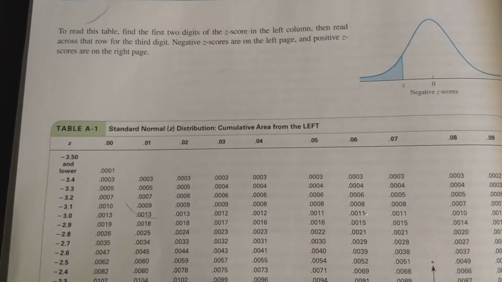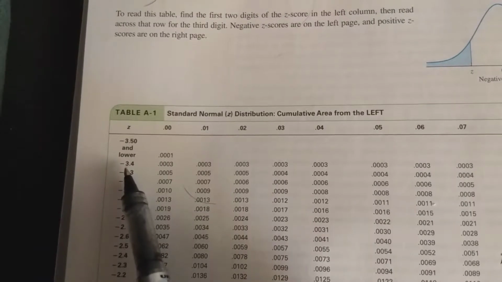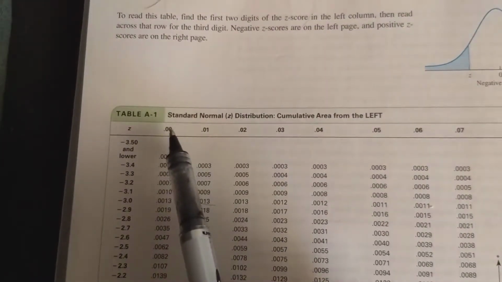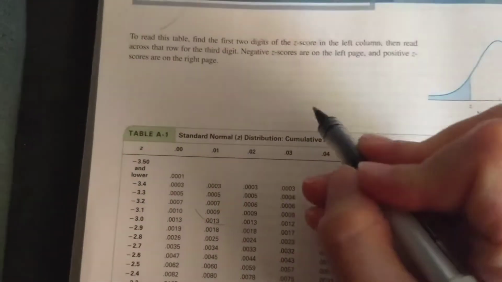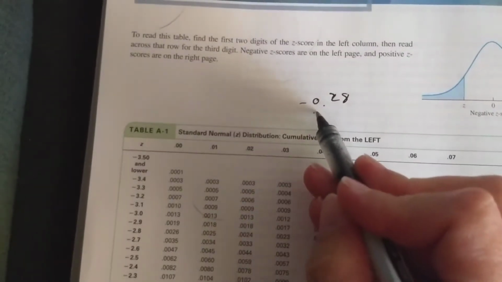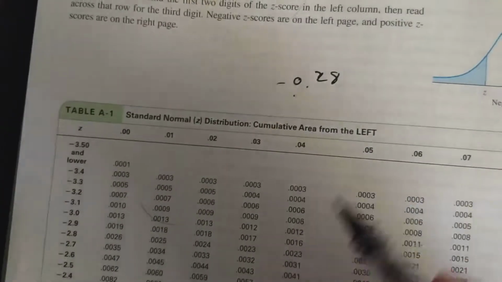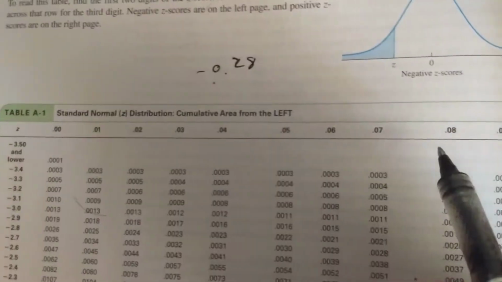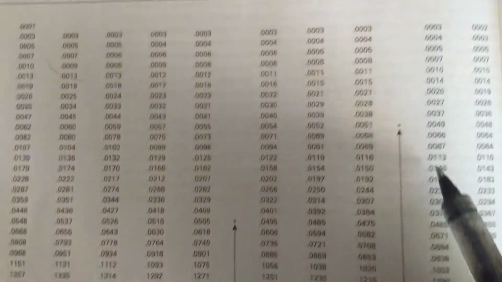If we're looking at negative 0.28, notice this column has got the first two digits, the ones place and the tens place, and then all of these columns give us the hundredths place. Since we're looking at negative 0.28, we're going to start with negative 0.2. So look for negative 0.2 here. That's here. And then 0.08 in this column. So that's this column here. And we go down.